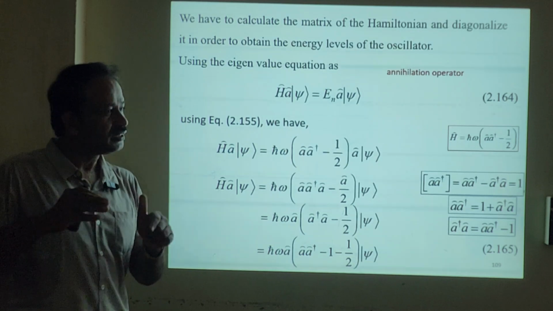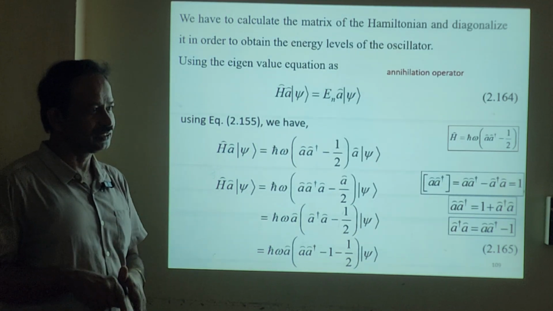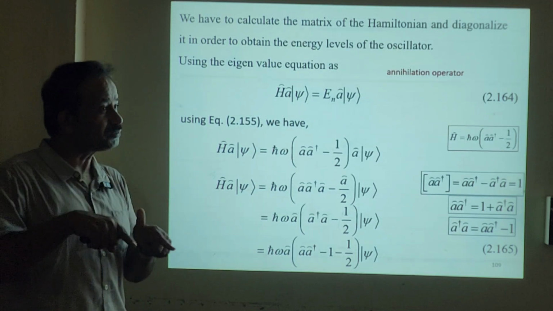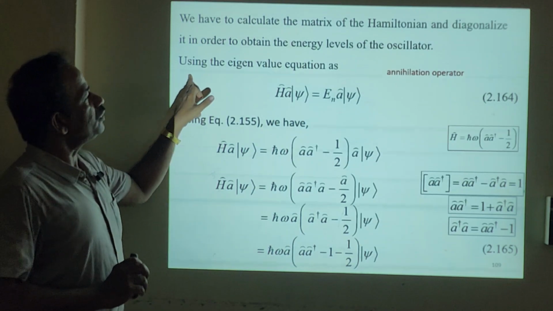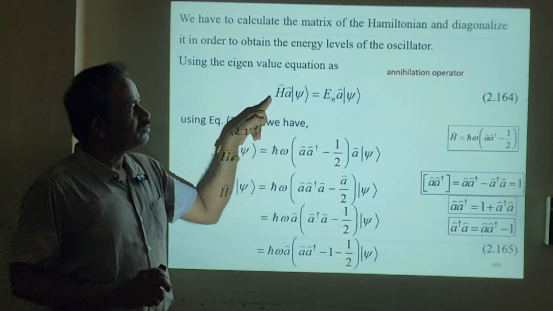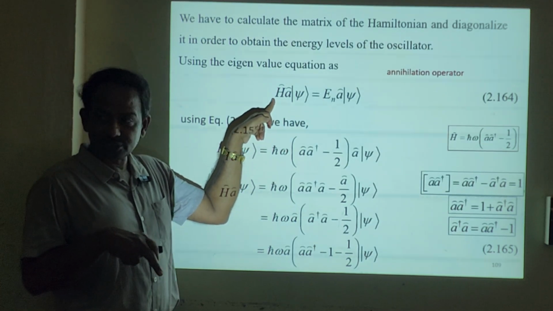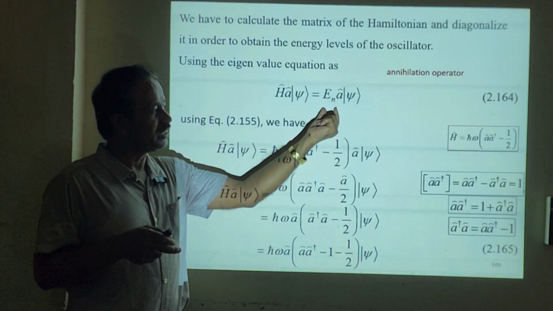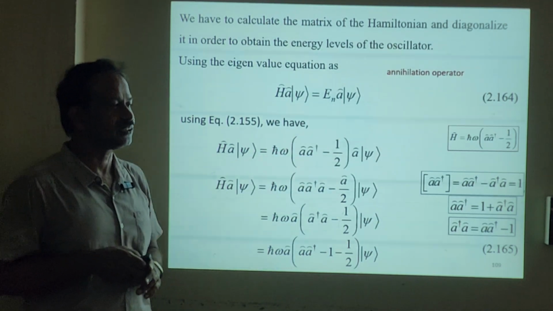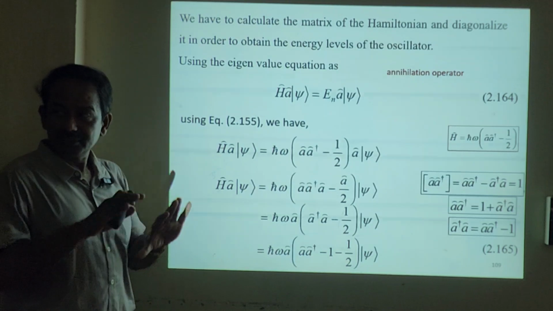For any matrix, in order to get the energy eigenvalue, we have to diagonalize the matrix to get the energy. The diagonal elements will give you the energy eigenvalue. Okay, now we are going to use the eigenvalue equation. For this operator, this is the annihilation operator. So the H operator operates on the annihilation operator, and that will give you the energy eigenvalue with the annihilation operator. We know the eigenvalue equation very well. Okay, so just listen to me.